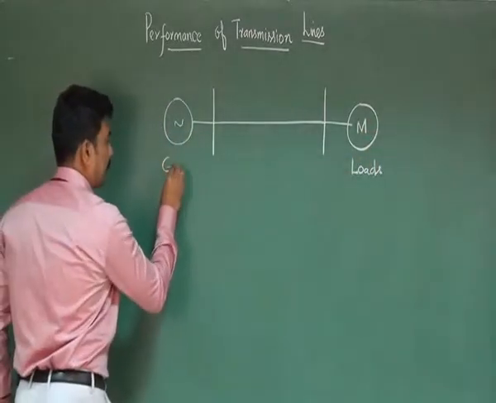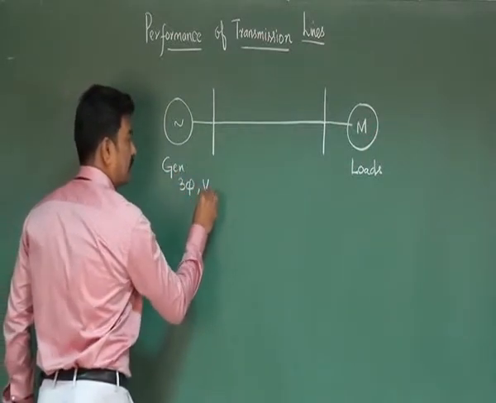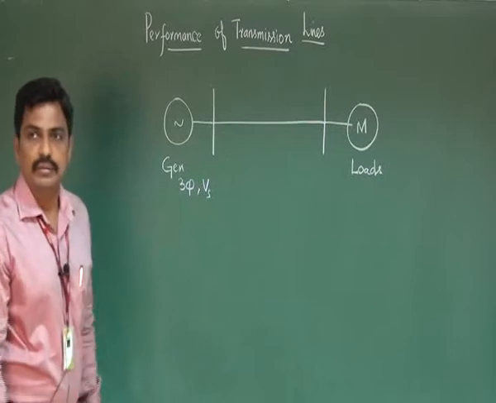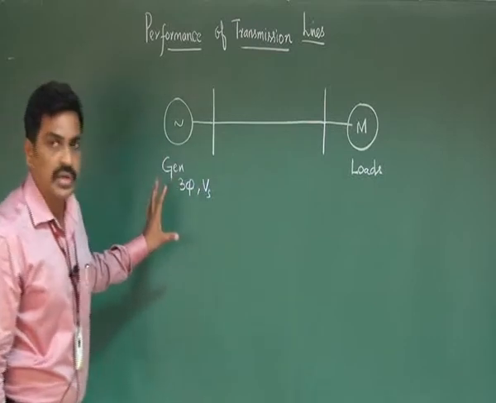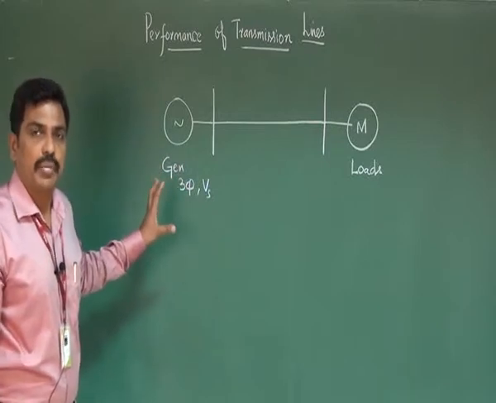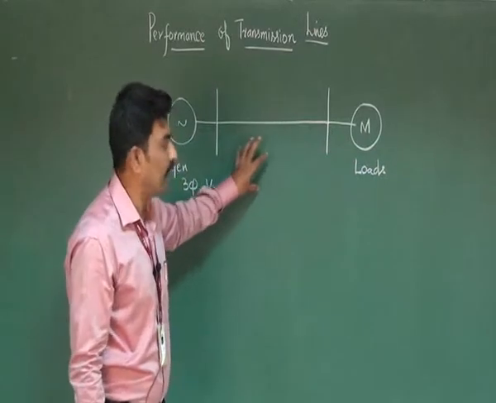Here we generate three-phase power at constant voltage. Vs stands for sending end voltage. Now look at the configuration. We have three important components: generator, loads, and in between we have the transmission line.